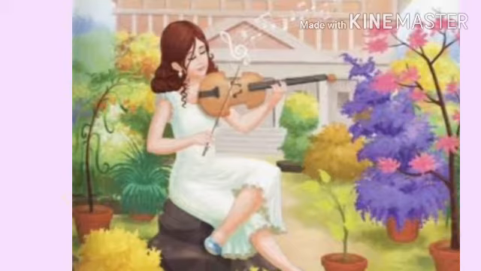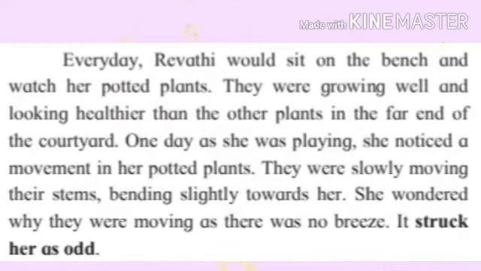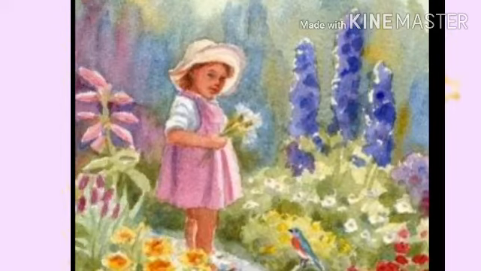Coming to the next paragraph. Every day Revathi would sit on the bench and watch her potted plants. They were growing well and looking healthier than the other plants in the far end of the courtyard. So here we are told that now Revathi, the main character of the story, developed an affinity with these plants. She used to sit there in the courtyard and keep watch on these plants. And she was very happy to see that the growth of these plants is very good, healthier than other plants kept in the courtyard.